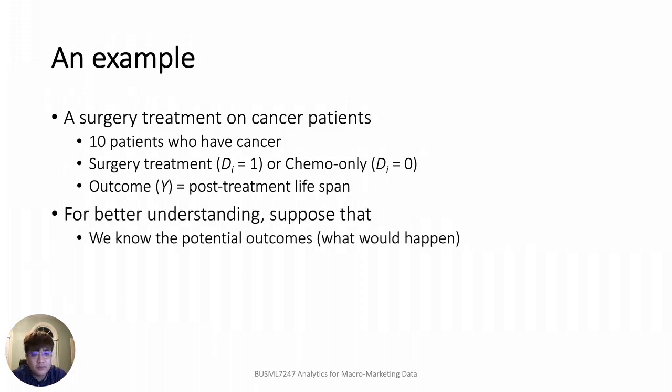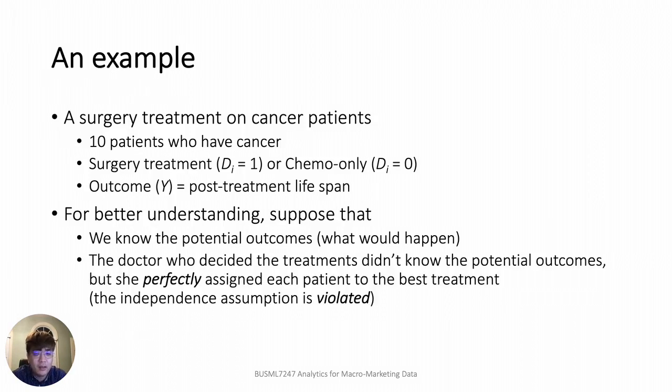Furthermore, suppose that we know the potential outcomes, that is, we exactly know what would happen if each patient received the other treatment. And suppose that the doctor who decided the treatment didn't know the potential outcomes, but she is super talented, so she perfectly assigned each patient to the best treatment. That means the independence assumption is violated.